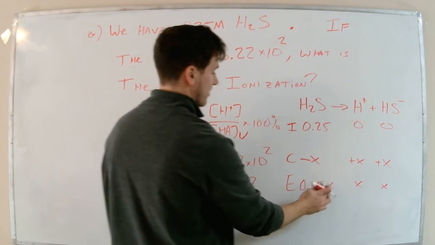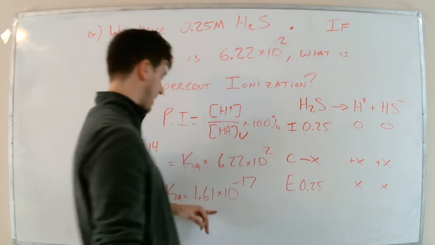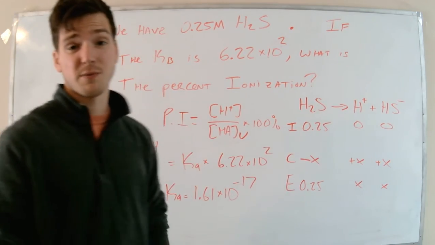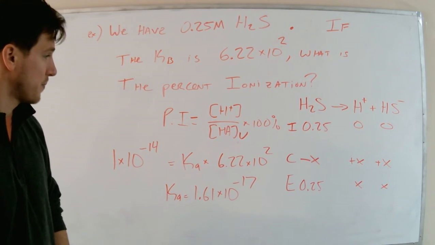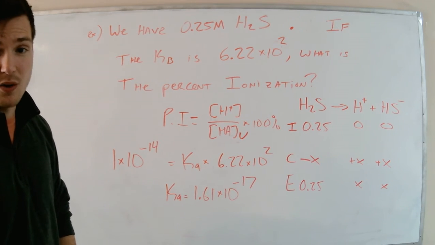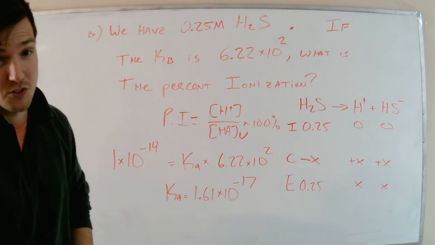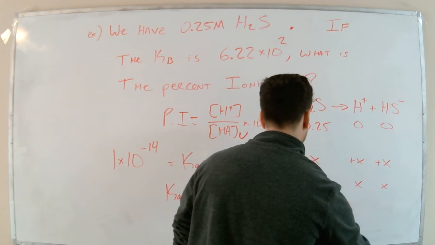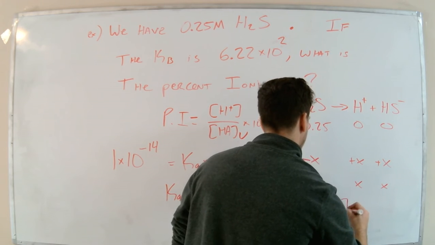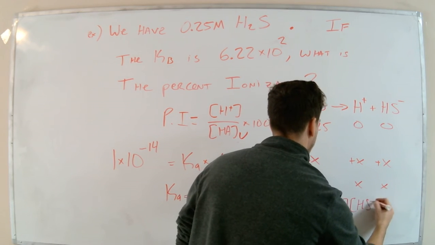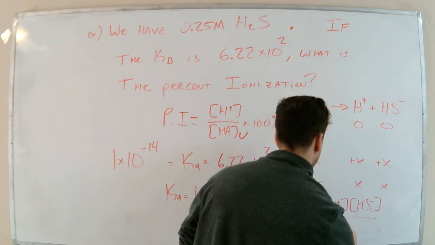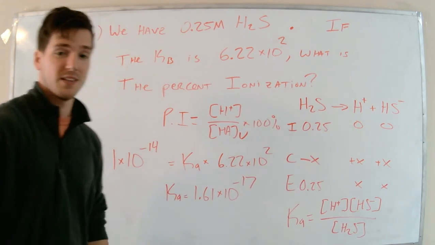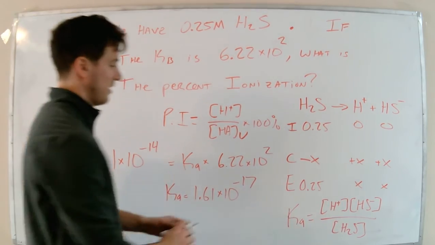We know this x is going to be 0. Look at that Ka. That is such a small Ka. We know that x is going to be 0, so let's just get rid of it right off the bat. Now we've got to use our equilibrium expression in order to solve for H+, which is simply Ka equals H+ over HS minus over H2S. And luckily we have all these things.